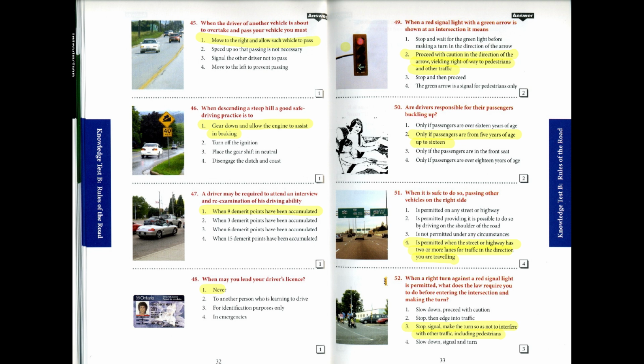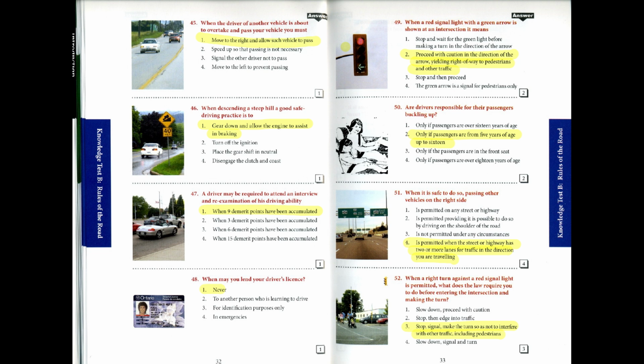Number 49. When a red signal light with a green arrow is shown at an intersection, proceed with caution in the direction of the arrow, yielding the right of way to pedestrians and other traffic. Number 50. Are drivers responsible for their passengers buckling up? Drivers are responsible for passengers from 5 years up to 16 years to buckle up.